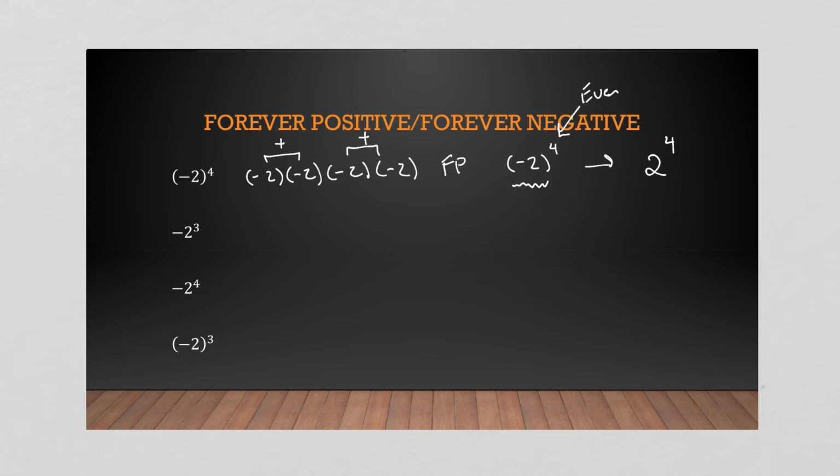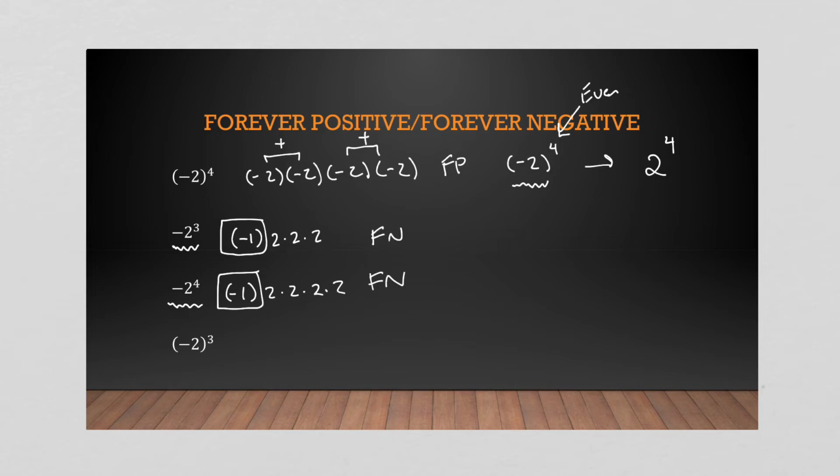Now, if you have a negative sign that is not encapsulated by those brackets, it means you have -1, and then in this case, 2 times 2 times 2. And down here, you have -1, 2 times 2 times 2 times 2. But in this scenario, it doesn't matter if you have an even or odd number for your exponent, because the -1 is still going to exist at the beginning of the multiplication. So in both of these cases, we have forever negative, and they just are written the way they're written.